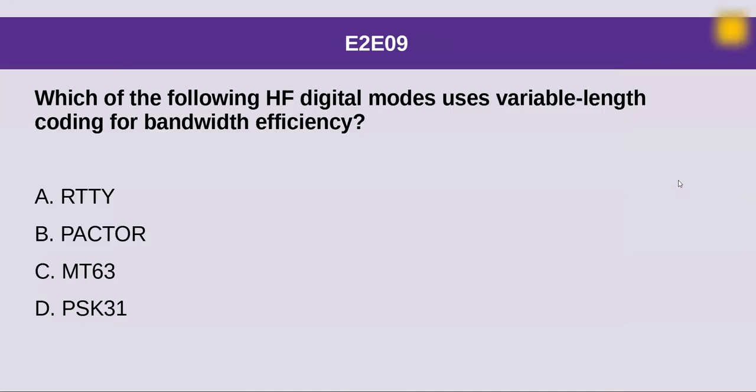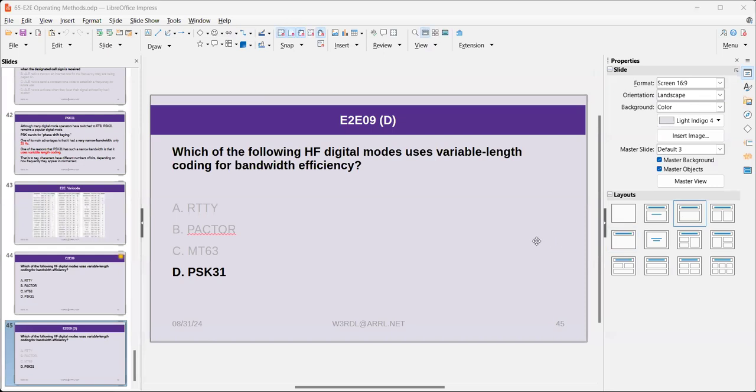Which of the following HF digital modes uses variable length coding for bandwidth efficiency? Okay. You rip right through those.